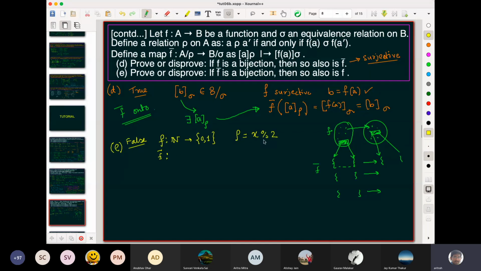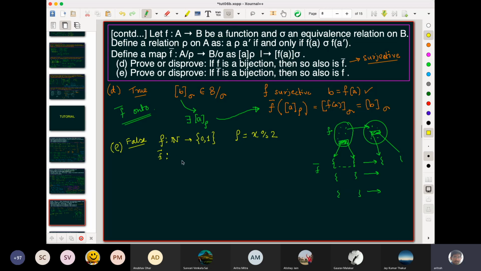So obviously F is not a bijection, since there is 0 and 1, you map multiple elements there, so it's definitely not one-to-one. So F is not a bijection. I got it. But here, if you need to now have F bar be a bijection.